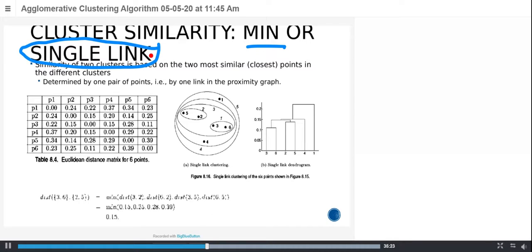In order to find the cluster similarity, we are going to apply either the minimum technique or single link technique. So what exactly will the minimum technique do? It is going to find the two closest points between clusters and calculate the distance, and whichever distance is the minimum distance, those two clusters it is going to merge. That is what the single link or minimum technique will do.